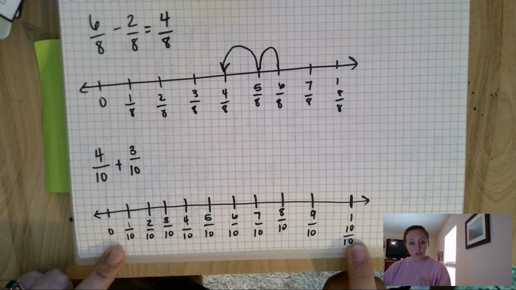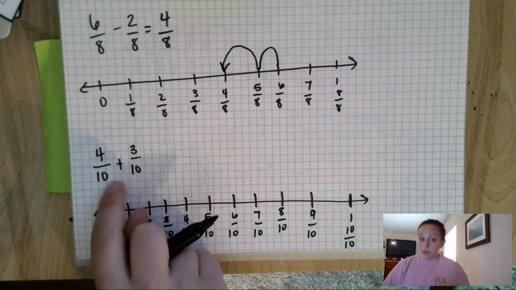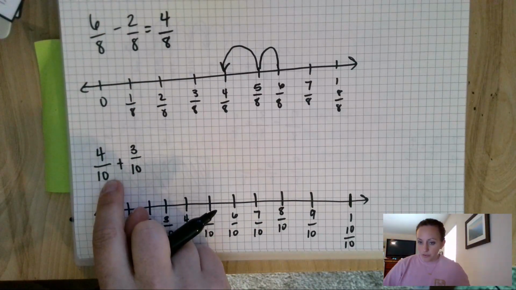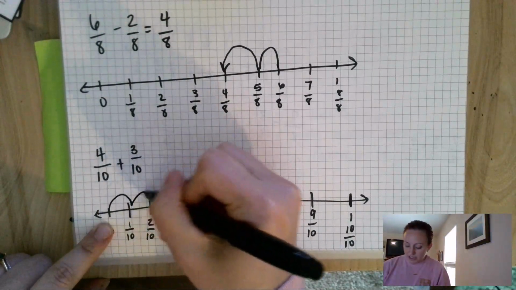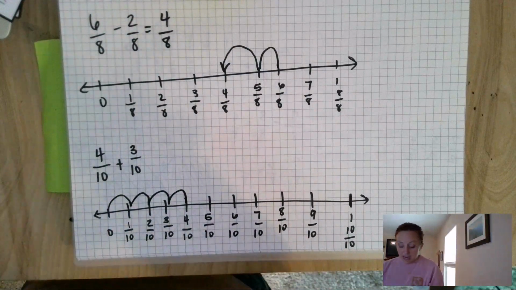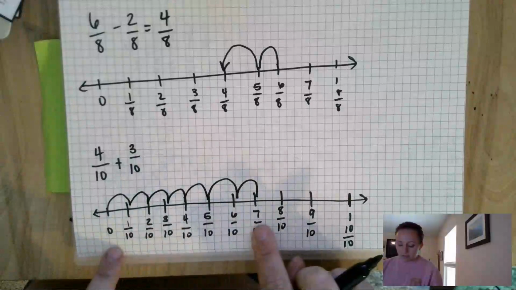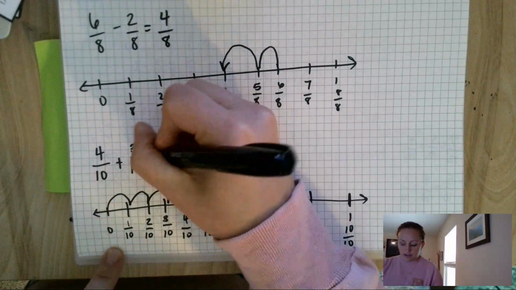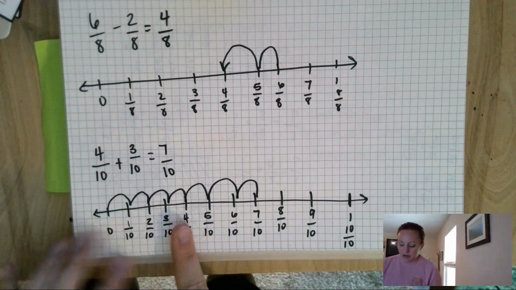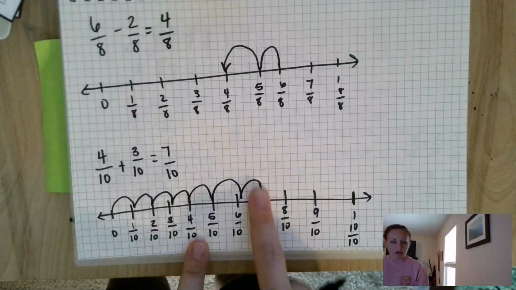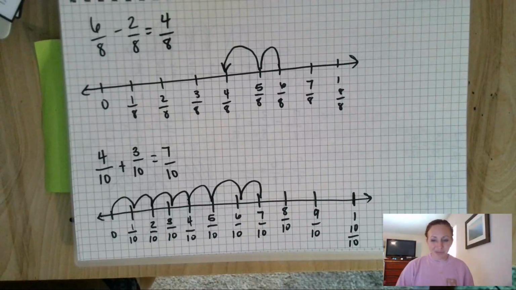All right, so here I'm adding 4/10 plus 3/10. So I'm going to start this time on 4/10, or I already have 4/10, right? Like I already have these, and I'm going to add 3/10 more. So 1, 2, 3. Now how many do I have total? I have 7/10. All right, I had 4, I added 3 more, now I have 7/10. So again, that's just a quick review on using the number line to help you.